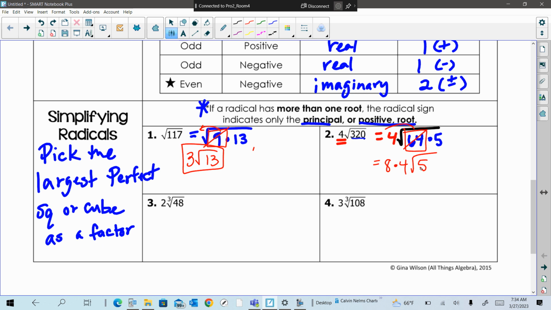So now all I'm doing is saying 8 times 4, which is 32, root 5. This is the final answer.